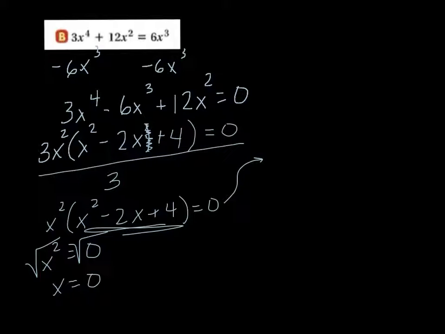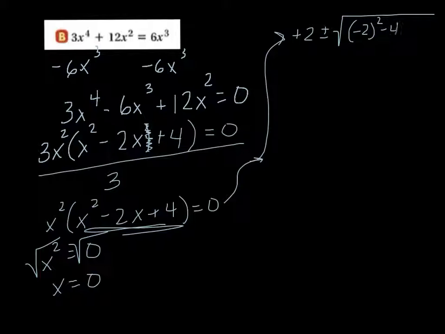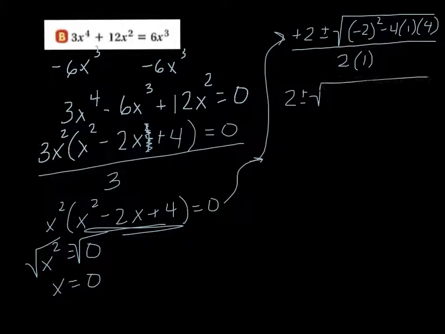There we go. Okay, now the opposite of b plus or minus square root of b squared minus 4ac all over 2 times a, which is 1. All right, 2 plus or minus square root of 4 minus 16. So minus 16. So that is going to be negative. It's going to be imaginary or complex, depending on which one you like better.